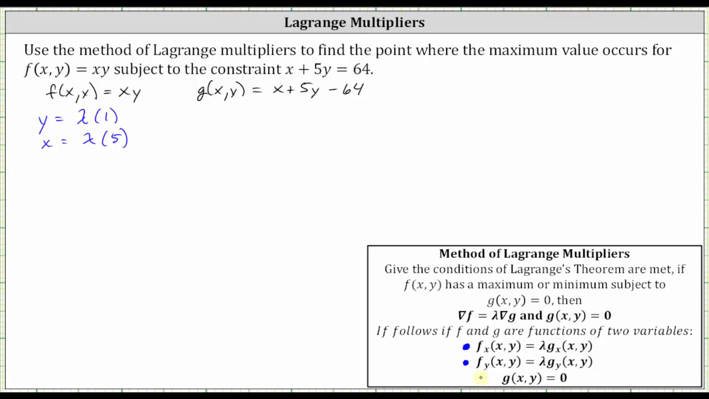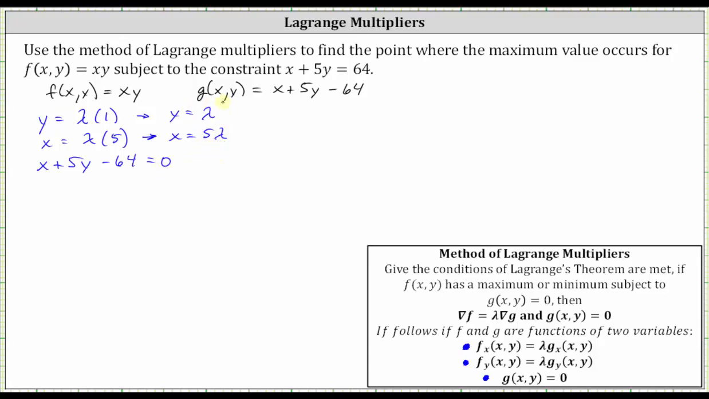is the constraint g(x, y) = 0, which in our case is x + 5y - 64 = 0. Notice here we have y equals lambda, and here we have x equals 5 lambda. The next step is going to be to find the value of lambda and then come back and find the values of x and y.